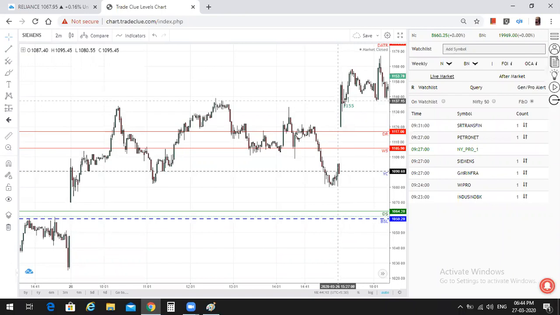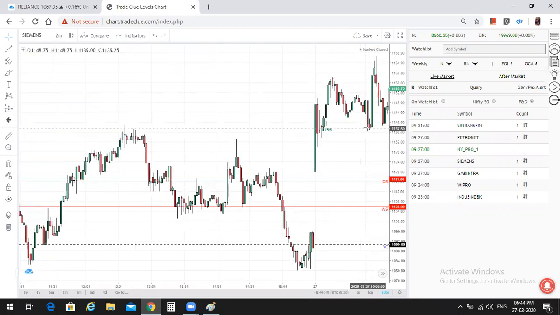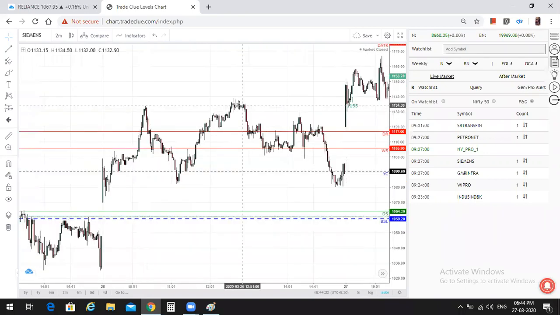So this stock also gave me an NY structure. Just see, he came back over here. Why did he bounce from here? Very interesting fact. Why did he bounce from here? It's the previous day high.